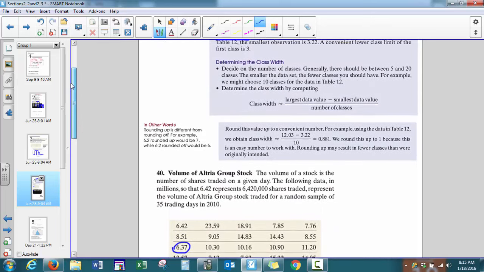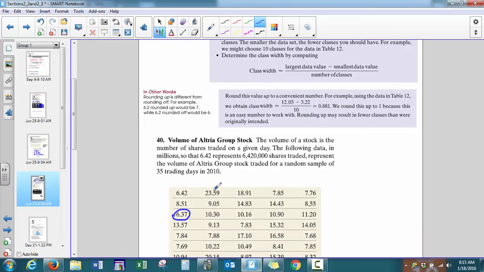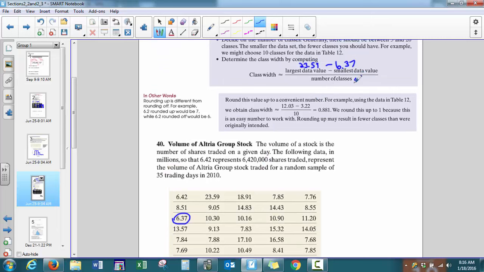The next thing we have to do is find our class width. So how wide do we want these rows to be? These are our general steps. We take our largest data value, which is 23.59, and we subtract off the smallest data value, which is 6.37. And then divide by the number of classes. In this problem, they tell us we're making 6 classes for our data set. So we're going to divide this number by 6.